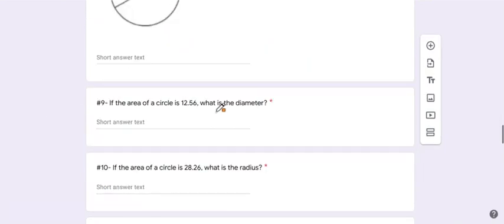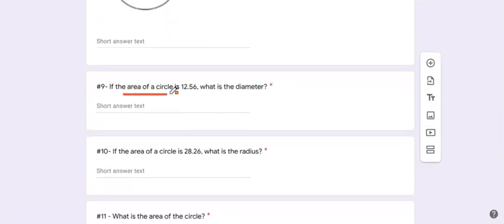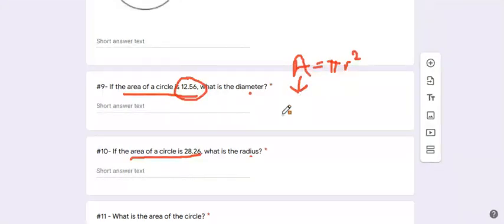Okay, a couple more. In numbers 9 and 10, we're given the area. We're given the area, and we're asked to find either the diameter or the radius. So because I'm given area, I'm going to write down the area formula. Area equals pi times radius squared. I know that the area is 12.56, so that's what I put in for A. 12.56 equals. Do you know pi? Yep, pi is 3.14. Then I'm multiplying this by radius squared.